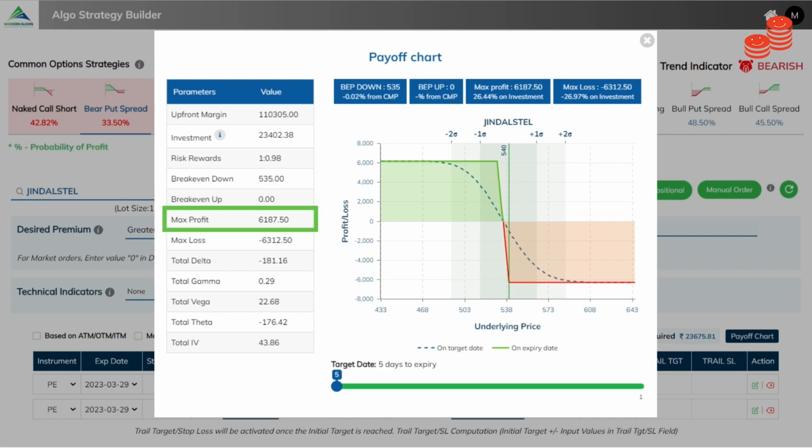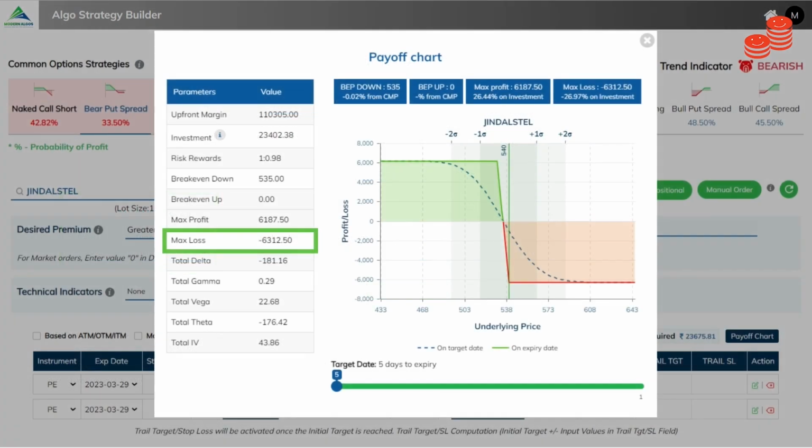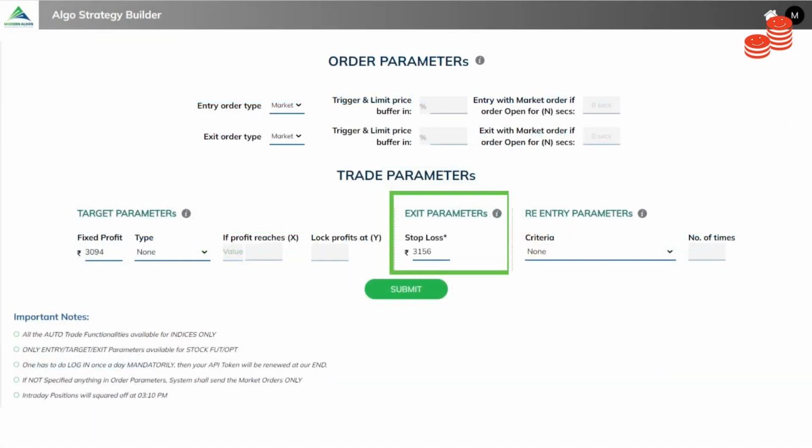Here, based on max profit, we are fixing the profit as 3,094, and based on max loss, we have set the overall stop loss to 3,156. Finally, click on Submit to start automatically trading in your strategy.